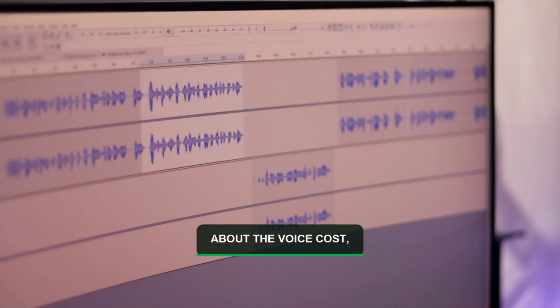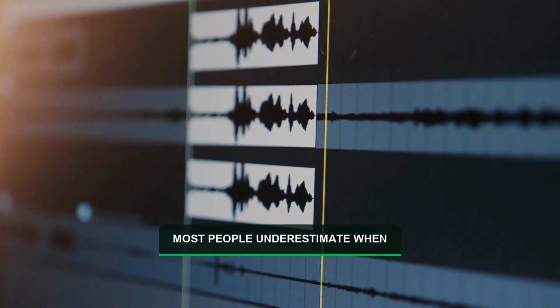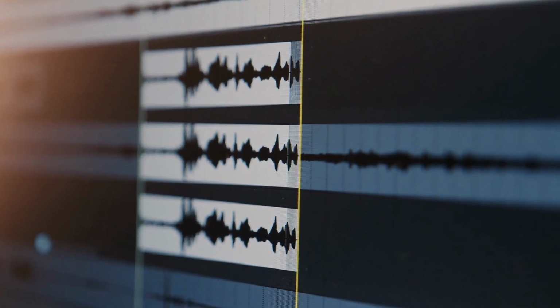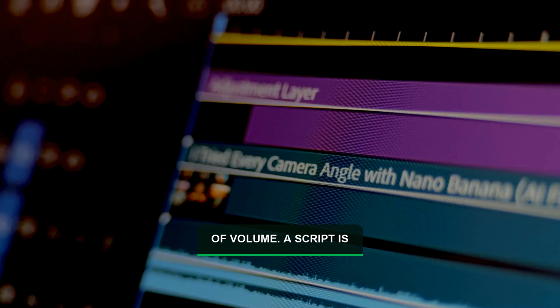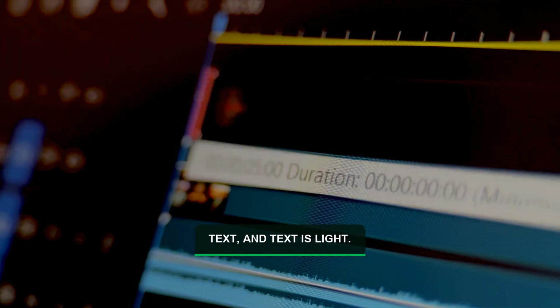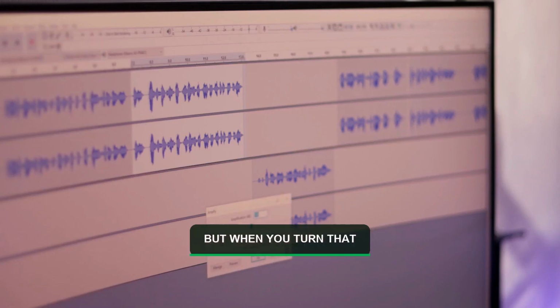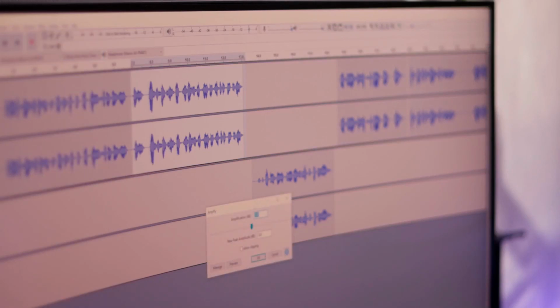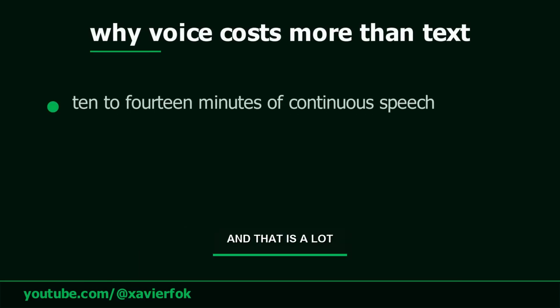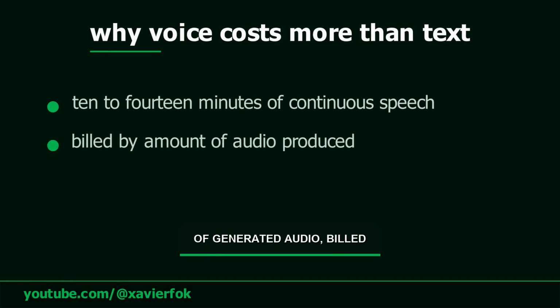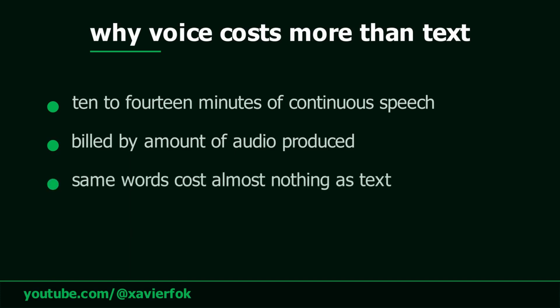Let me say a bit more about the voice cost, because it is the one most people underestimate when they plan a pipeline. The reason voice costs more than text is a matter of volume. A script is a few thousand words of text, and text is light. But when you turn that script into spoken audio, you are producing 10 to 14 minutes of continuous speech, and that is a lot of generated audio, billed by the amount you produce. So the same words cost almost nothing as text, and a real, if modest, amount as voice.